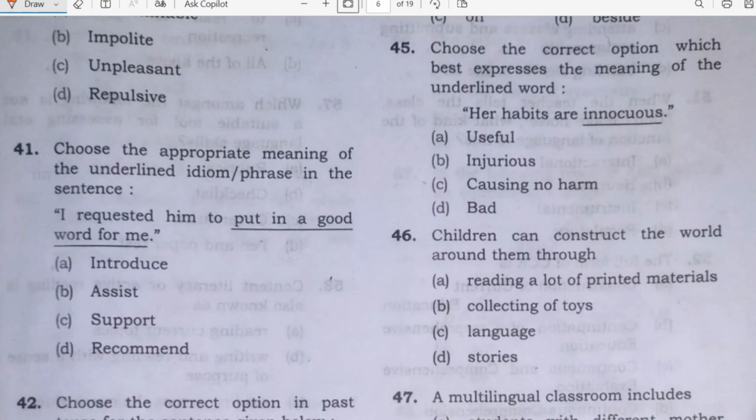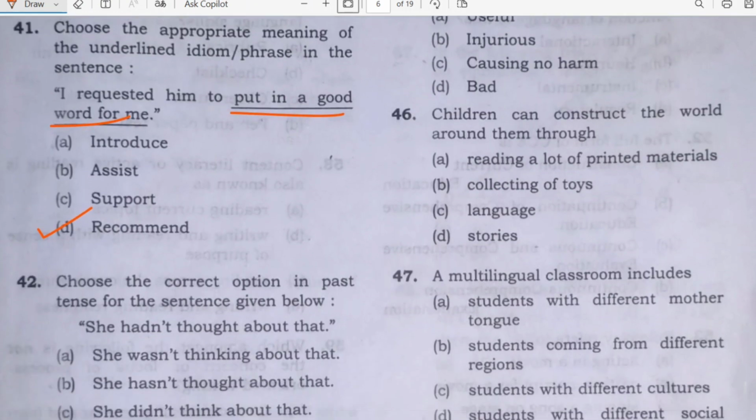Now choose the appropriate meaning of the underlined idiom or phrase in the sentence. I requested him to put in a good word for me. This is also a very easy and simple sentence. If I asked somebody to put in a good word for me, it means I asked somebody to recommend me to someone for something, right? This is what we mean.